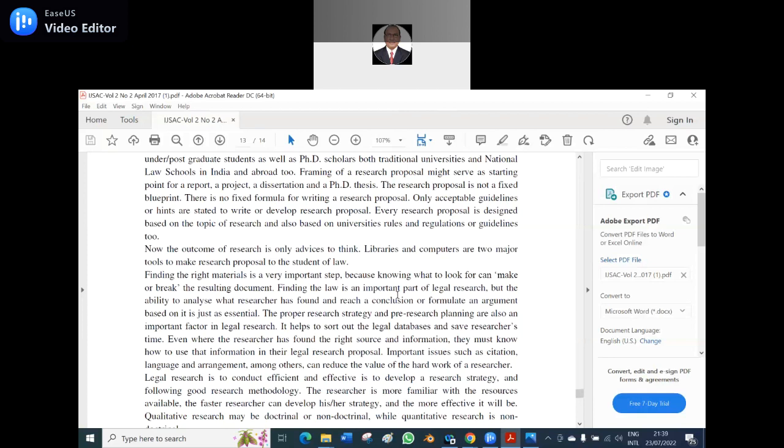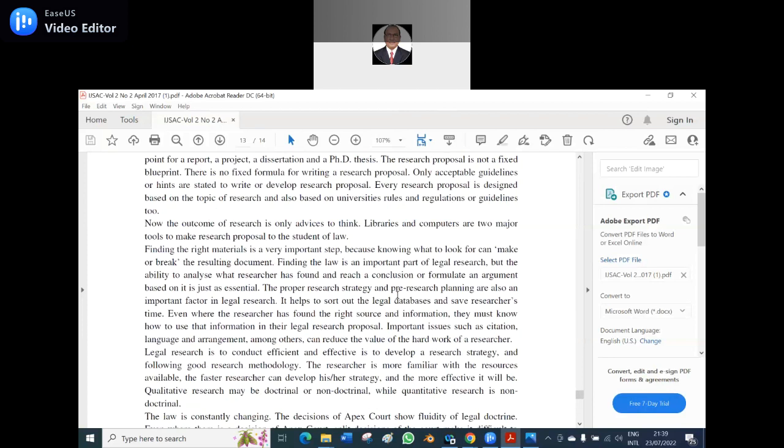and reach a conclusion or form an argument based on it is just as essential. So the proper research strategy and pre-research planning are also important factors in legal research. I have given the detailed things in my article, but the gist is that the researcher should be more familiar with the resources available.